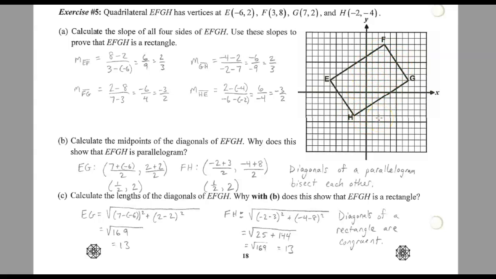So why does that show that EFGH is a rectangle? With part B, so the idea here is if it's a parallelogram and the diagonals are equal, then it's a rectangle. So you have to have both. But once you know it's a parallelogram, if you also have equal diagonals, now you can be sure that you have a rectangle.